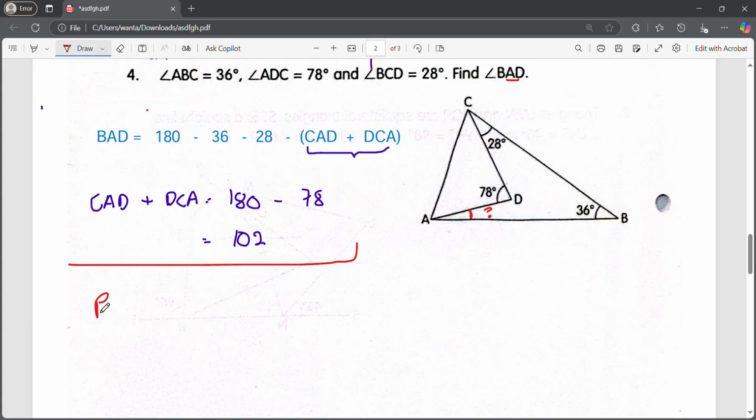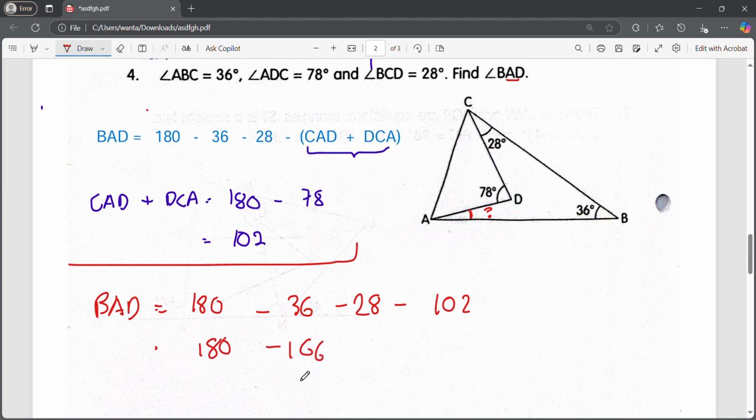Okay, so that means BAD is equal to 180 minus 36 minus 28 minus 102. 28 and 102 is 130. 130 and 36 is 166. So 180 minus 166. The answer is 14. And that's the answer.